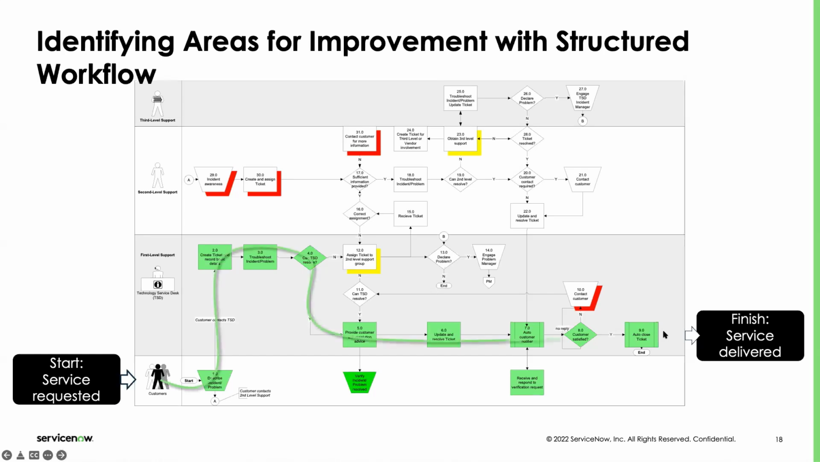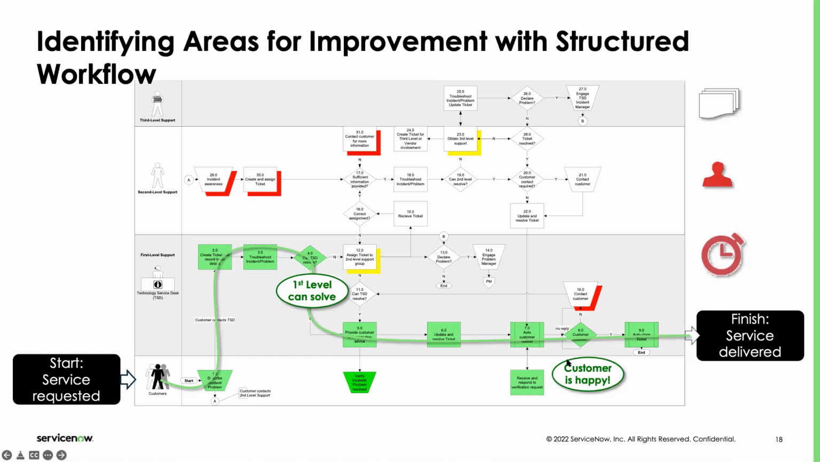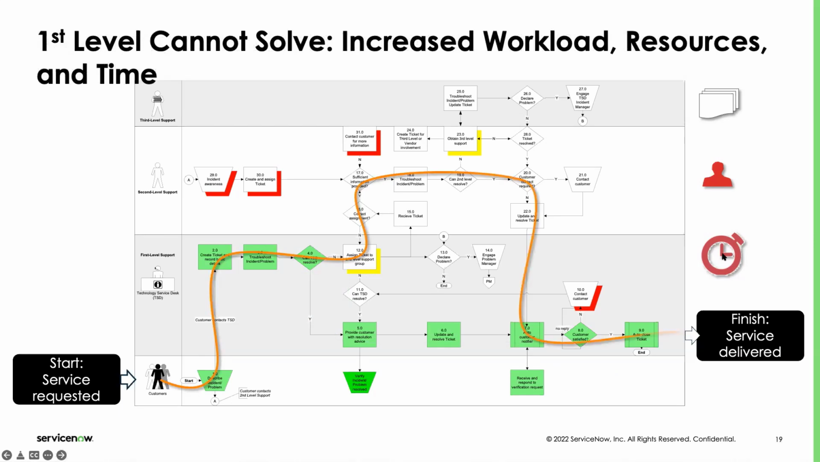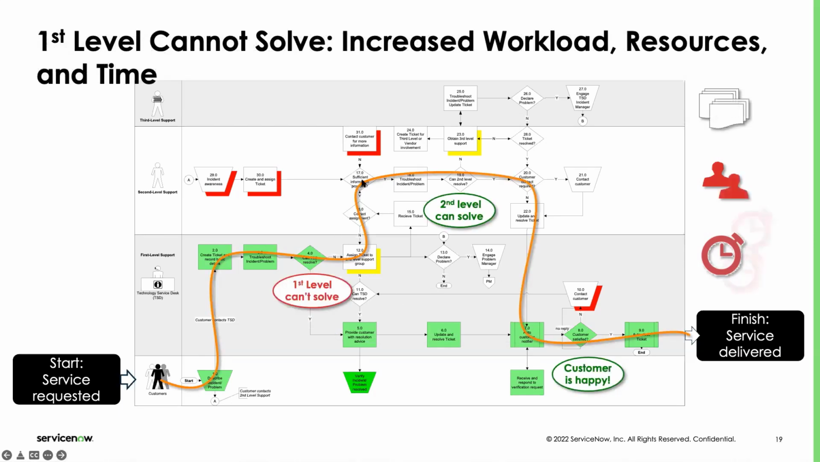Now, there's a couple of flows you can think of that can flow through this process. First level can solve and the customer is happy. That's the best possible flow. You can't wish for anything more smooth through that process than this flow. Not too much work, only one person, minimum amount of time. A different use case is when first level cannot solve. Assign that to second level, can solve, and the customer is happy. Not too bad. This is what the process was designed to do. A bit more work though, 2 people involved now at least, and a bit more time.